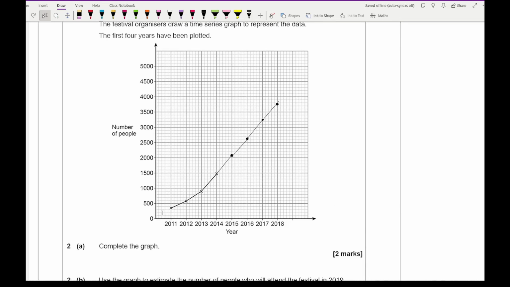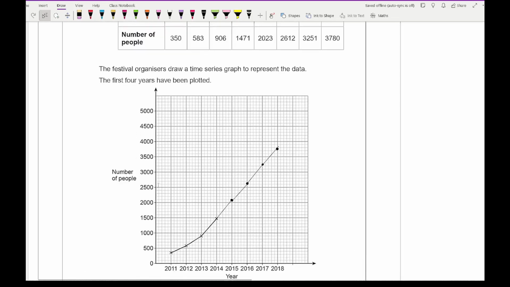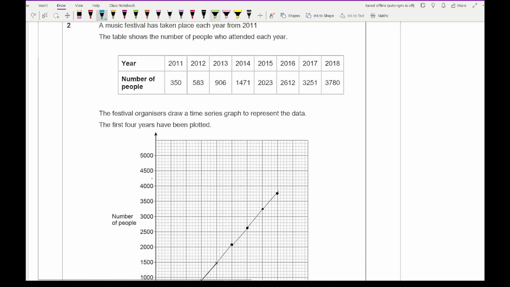Again, a key thing you want to do is make sure you plot as close as possible to the values. Obviously each little box going up represents 100, but looking at the data that I've got to plot, you can see the numbers of people aren't that nice to plot. So just try and get as close as possible.